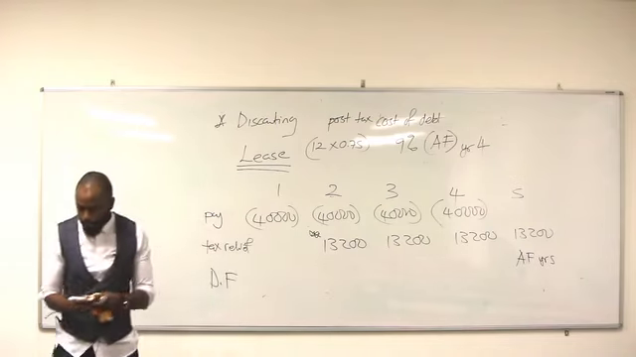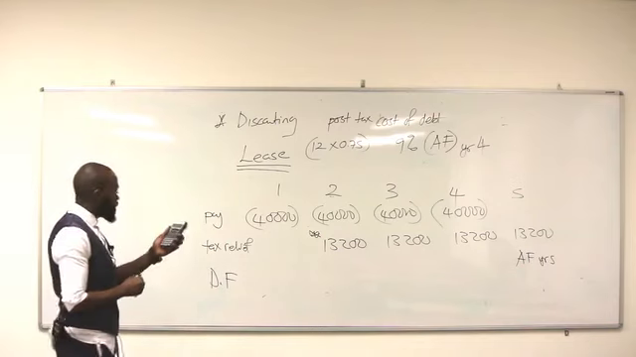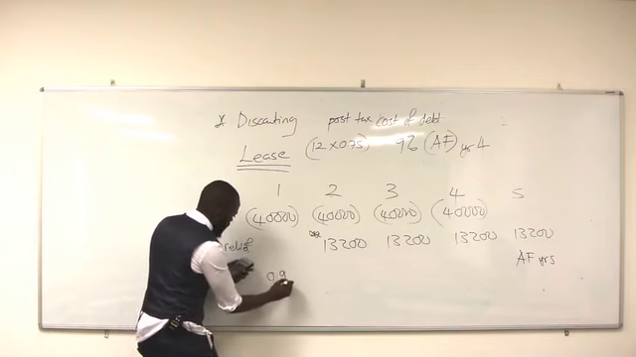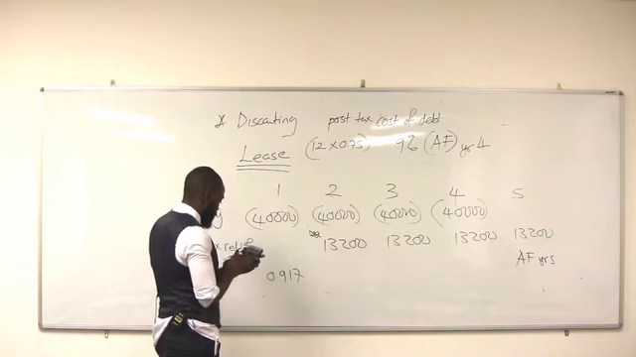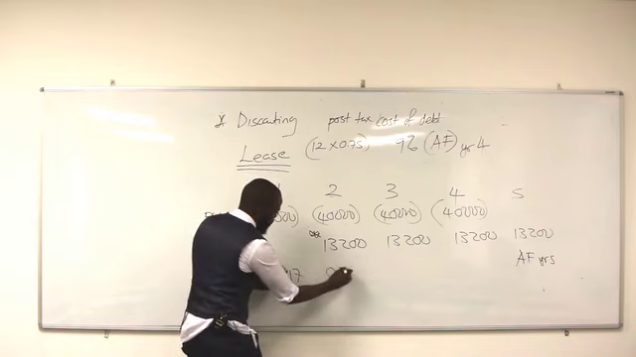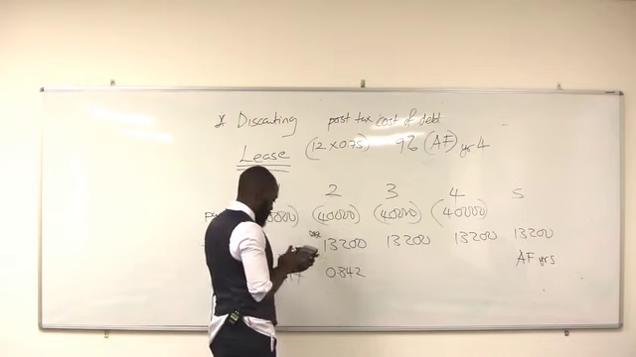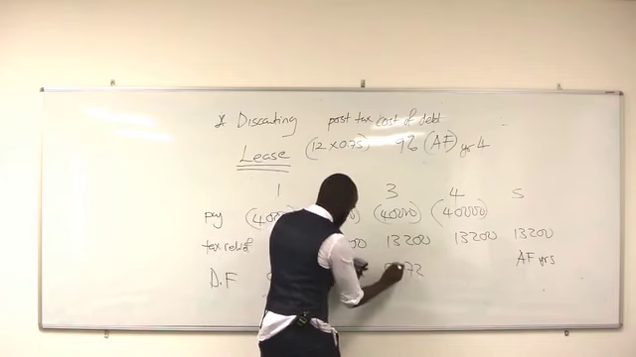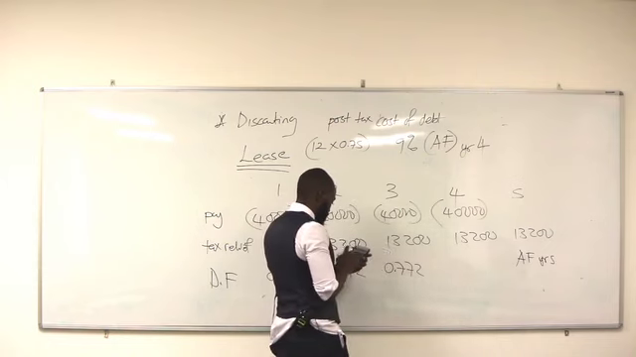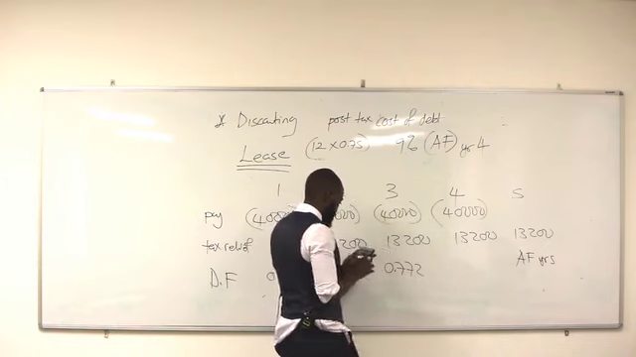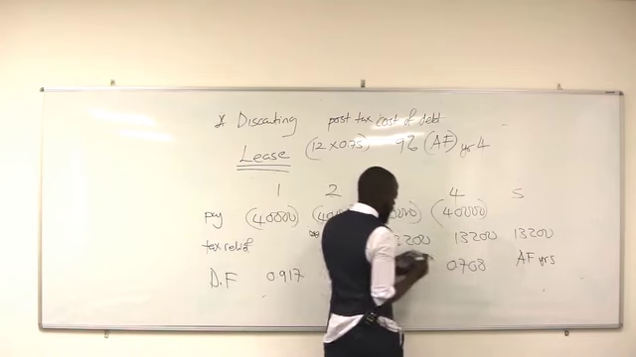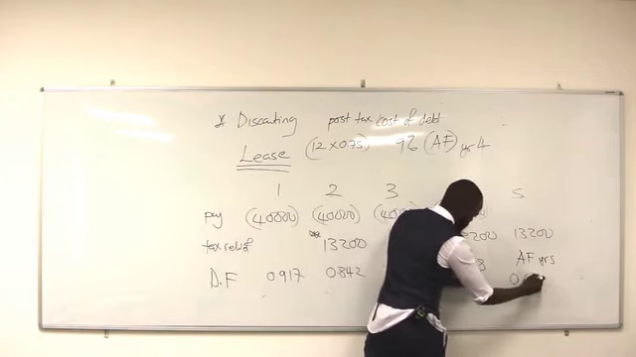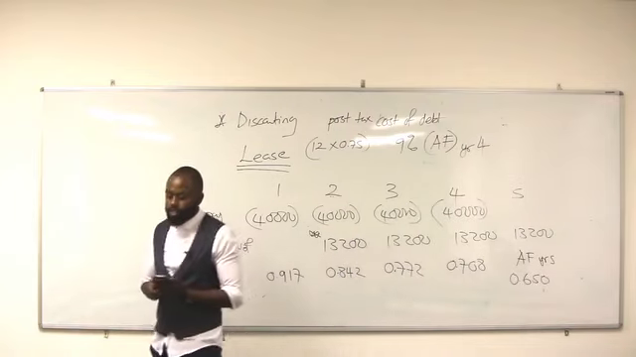find the discount factor. So I'm going to use my calculator. Yeah, since it's 9%, we say 1 divided by 1.09. So this is 0.917. Then 1 divided by 1.09 to the power of 2, 0.842. 1 divided by 1.09 to the power of 3, 0.772. 1 divided by 1.09 to the power of 4, 0.708. 1 divided by 1.09 to the power of 5, 0.650.